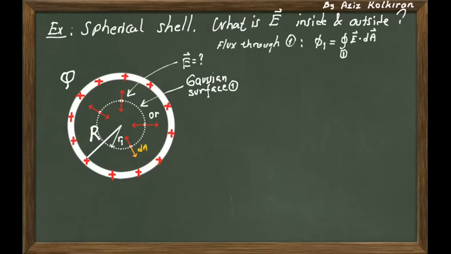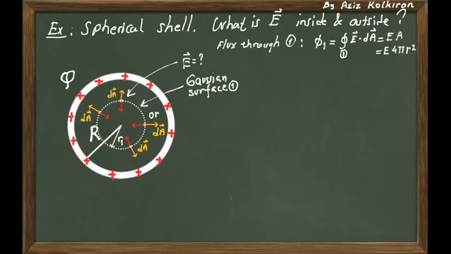The next thing we should consider is what the area vectors on the surface are. Since the surface is a sphere, and on a surface the area vector must always be perpendicular to the surface at every point, the area vectors dA at every point on this imaginary surface must be radially outward.